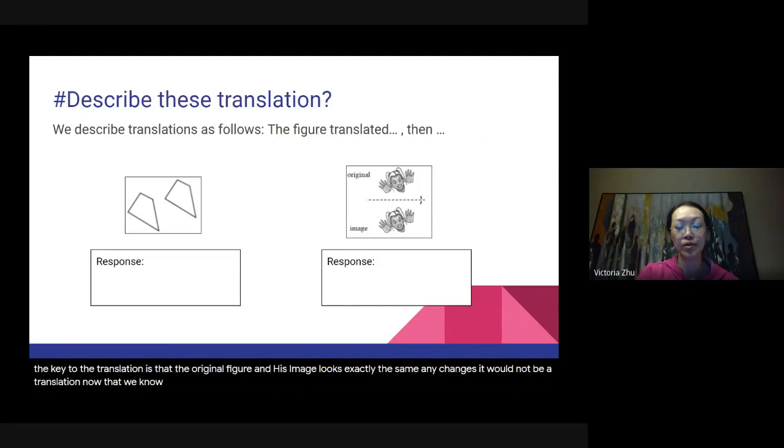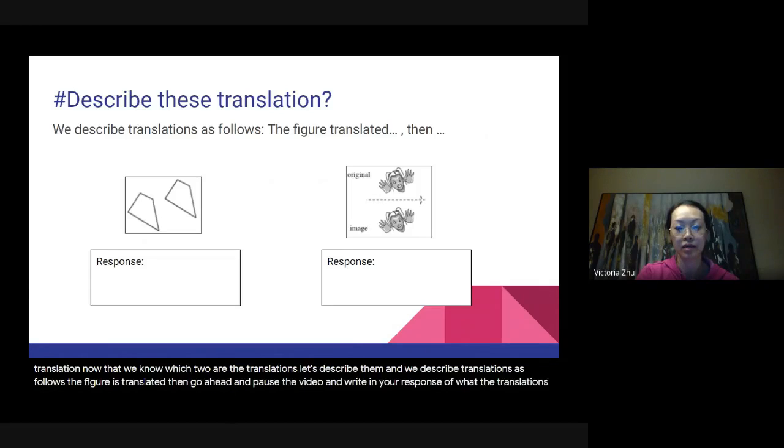Now that we know which two are the translations, let's describe them. And we describe translations as follows. The figure is translated, then... Go ahead and pause the video and write in your response of what the translations look like for these two.